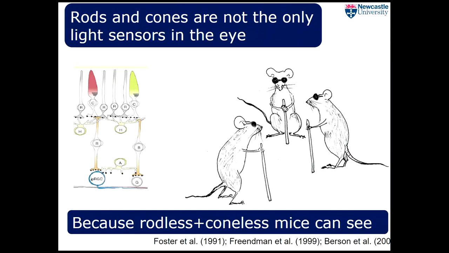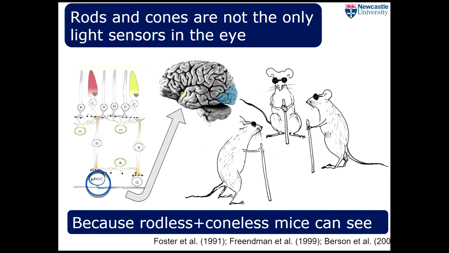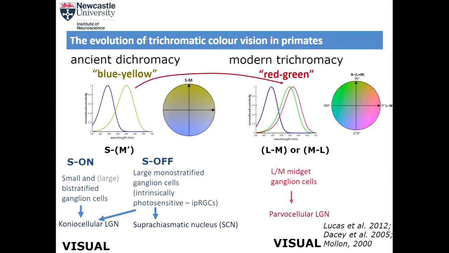Rods and cones are not the only light sensors in the eye, because you can create mice who don't have any rods and cones, but they can respond to light. So this means that there's another light receptor in the eye, and it turns out this light receptor is in the intrinsically photosensitive retinal ganglion cells, which is in a different layer from the classical photoreceptors, the cones. And this set of IPRGCs projects to a different part of the brain, a non-visual part of the brain, in particular the suprachiasmatic nucleus.